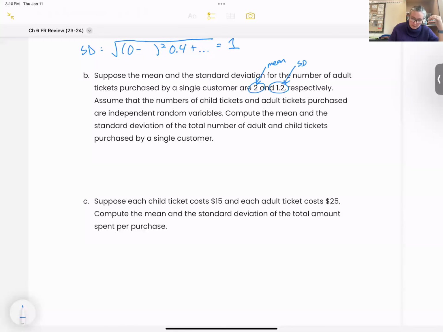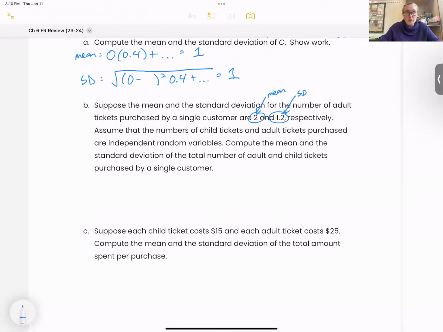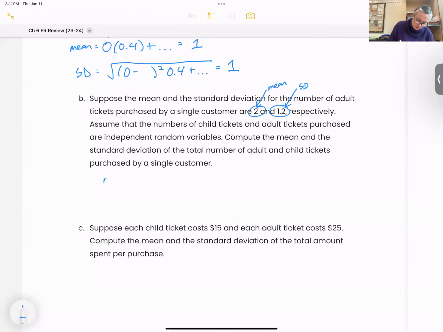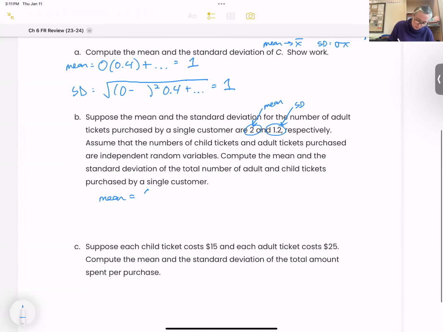So now we are combining random variables together. So this is going into those rules that we wrote down around what happens to the mean and standard deviation when you multiply by a number and combine them and all that stuff. Okay, so combining, the means are intuitive. So the means, you just add them. We're adding adult plus child customers. So 1 plus 2, so 3.